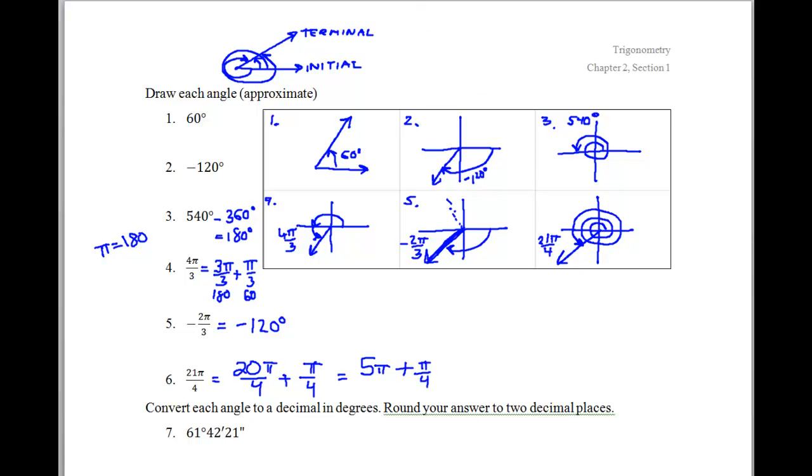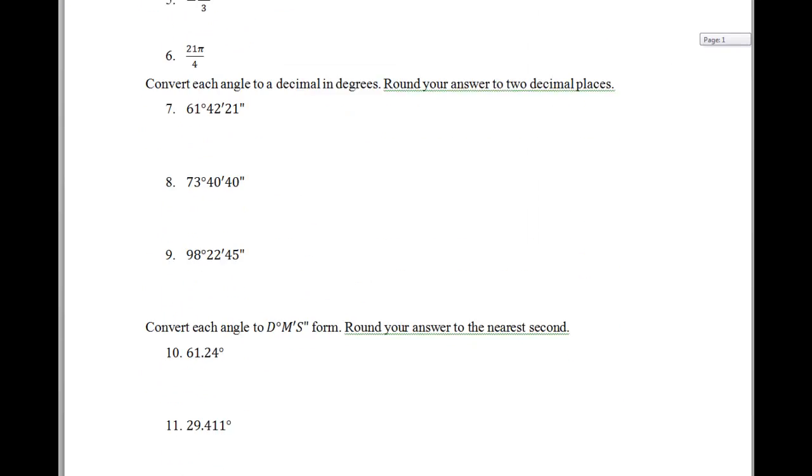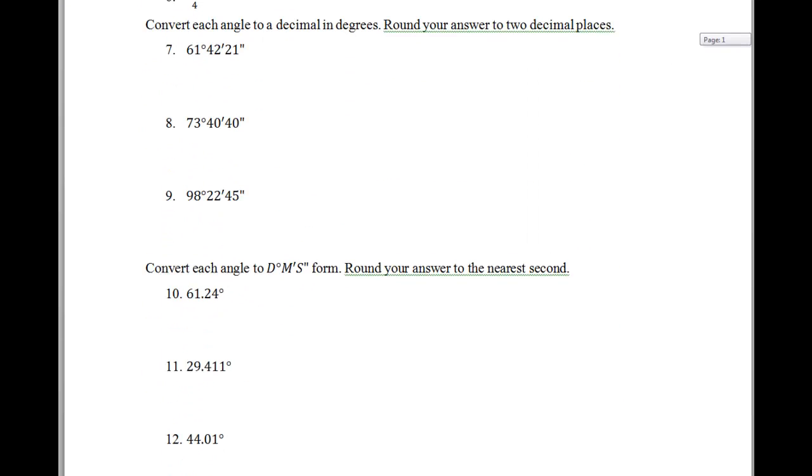All right, so we did a little bit of approximations of graphing there. Let's do some conversions. Now on this page right here, we're going to convert to a decimal in degrees, and then we're going to convert from the degree minute seconds into a decimal, which is kind of neat. We're going to take this right here, which is 61 degrees, 42 minutes, 21 seconds. This is a measurement that goes much more into detail than degrees, and we're going to turn this into a decimal.